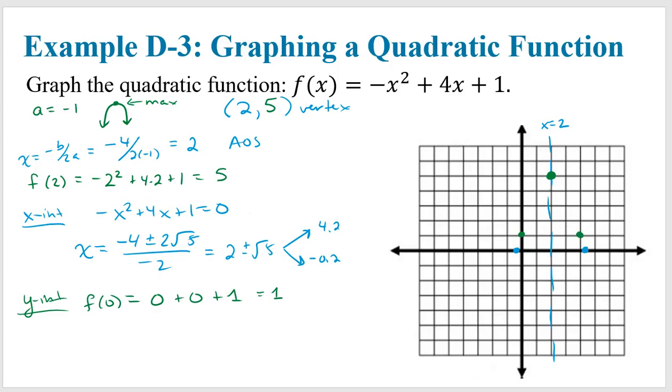So we have 5 points, so we can draw in our curve. So curve down like that, and then curve down like that. And again, you can always use a graphing calculator to check your work, whether it's the handheld one or an online one.